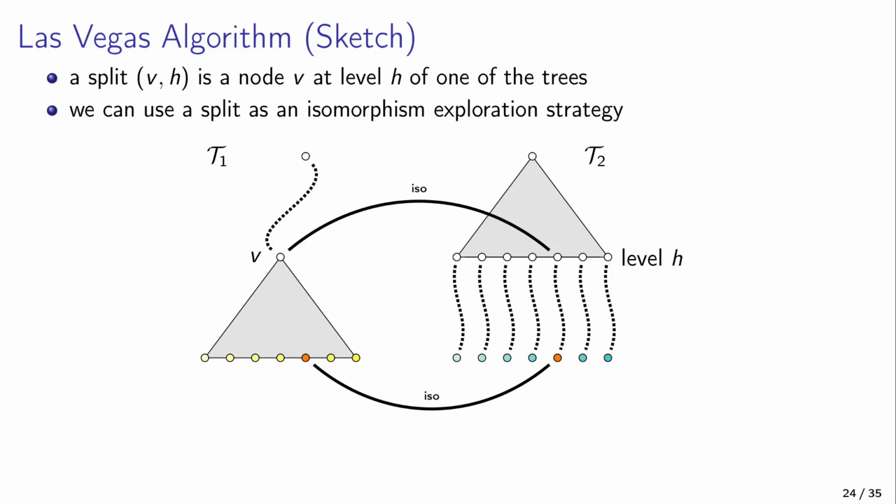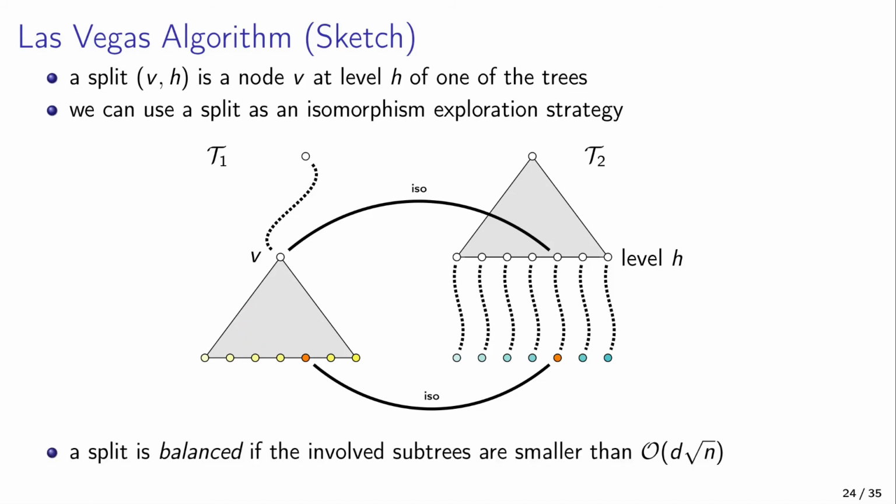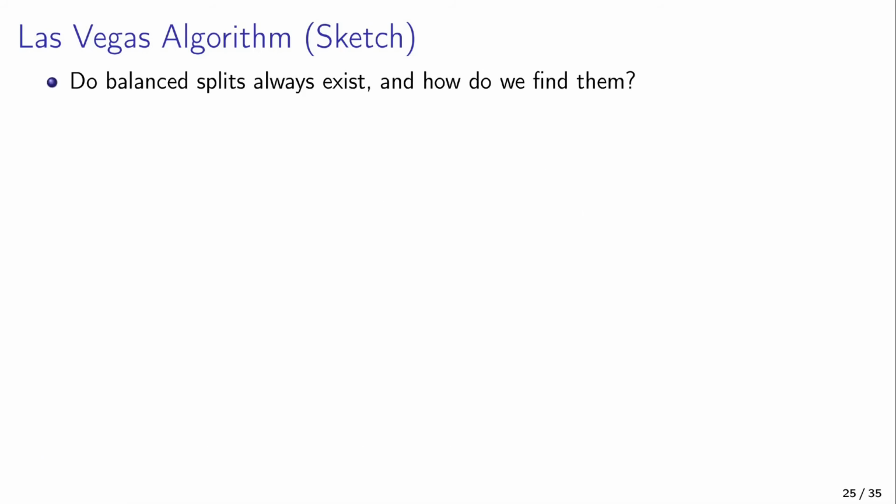However, while this strategy is certainly correct, the running time is kind of unclear. It depends on how large these explored subtrees are. To rectify this, let's for now call a split balanced if the involved subtrees are roughly d times square root of n sized. It should be at least easy to see that if we have such a balanced split, we can now fulfill the bound, even deterministically. However, the difficult question remains whether these balanced splits always exist, and if so, how we might find them.